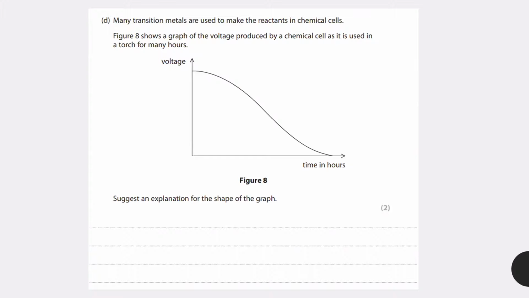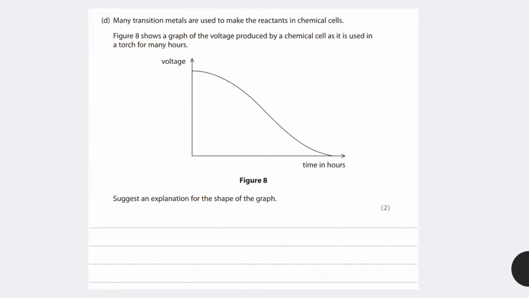Many transition metals are used to make the reactants in chemical cells. Figure 8 shows a graph of the voltage produced by a chemical cell as it is used in a torch for many hours. Some people say this looks like it's from a physics exam, but it's from a chemistry exam. So voltage, so it's energy. Suggest an explanation for the shape of this graph. So let's look back and read that again.